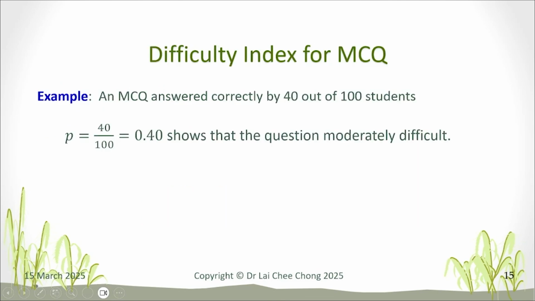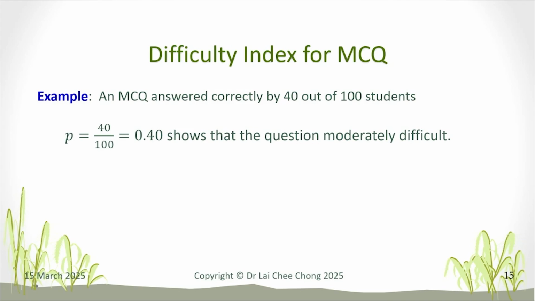Now, I'll give you one simple question here. Suppose an MCQ question is answered correctly by 40 students out of 100. But the MCQ is easier to mark, right? You either have 0 or 1. 1 means correct answer, 0 means sorry, it's the wrong answer. So it's quite easy. You can see that your P, if that were the case, you will take the total number of correct answers divided by the total number of students there, 0.4.